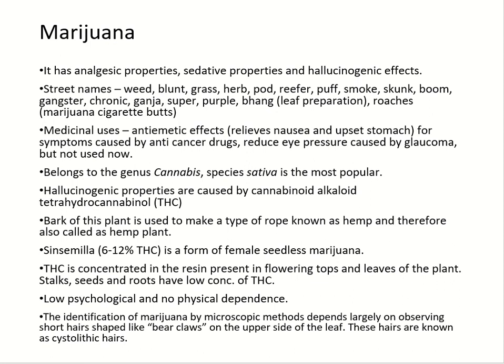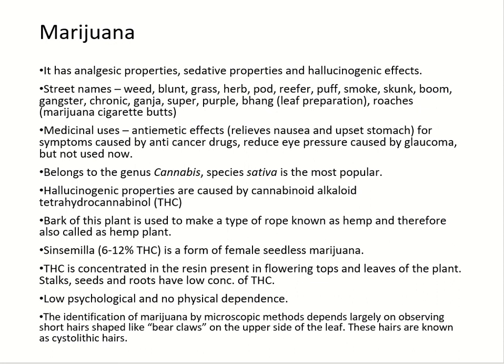The hallucinogenic properties are due to the cannabinoid alkaloid tetrahydrocannabinol. The bark of Cannabis sativa is used to make a type of rope known as hemp, and thus it is also known as the hemp plant.